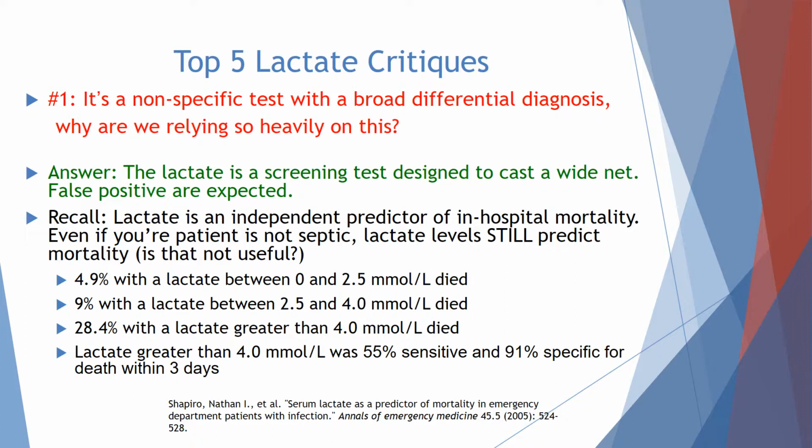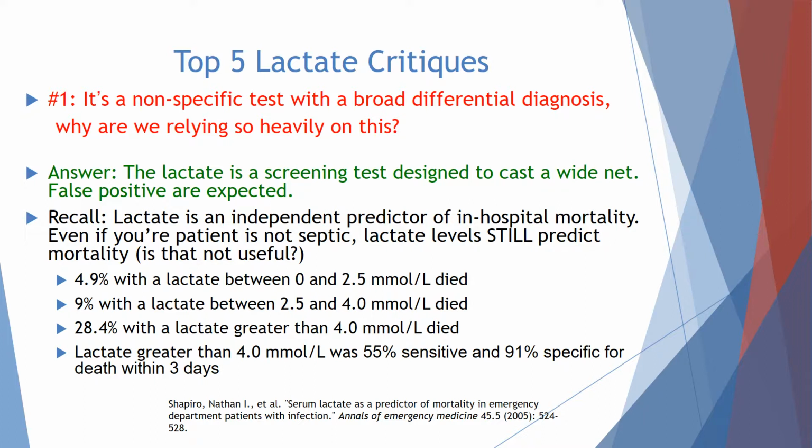If your lactate is between 0 and 2.5, so essentially normal, you have a 4.9% chance of in-hospital mortality. If it's elevated, even in that 2.5 to 4 range, you've now doubled your chance of in-hospital mortality, up to 9%. If it's greater than 4, the chance of in-hospital mortality is 28.4%. And that is 55% sensitive and 91% specific for death within 3 days.